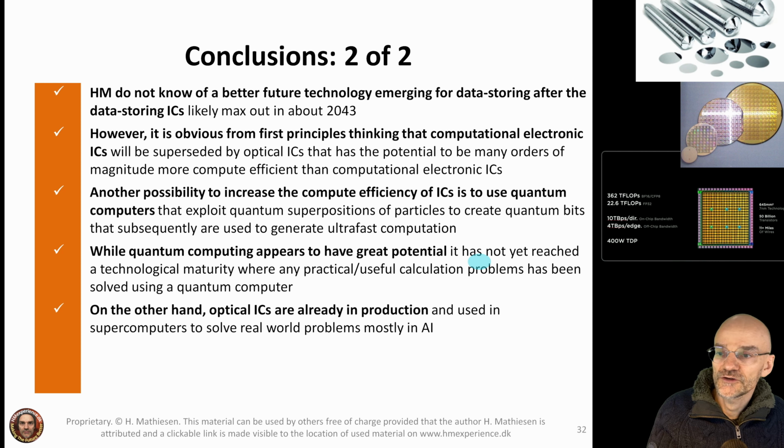Someday someone will have a computer that actually works and that can solve real-world problems, and that can also function at temperatures that are not close to absolute zero, 0 Kelvin, which most quantum computers today need to operate at, which makes them very impractical. However, I do believe that optical ICs have a future, also because they're already in production, and some supercomputers in the world are made using optical ICs to do the computation. So I think they have a great future.